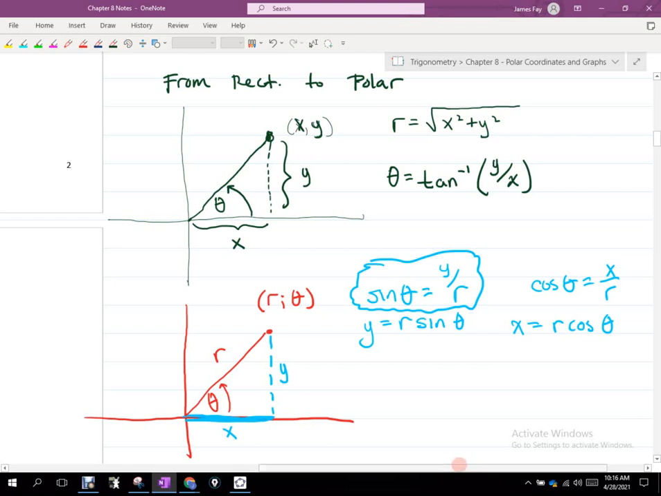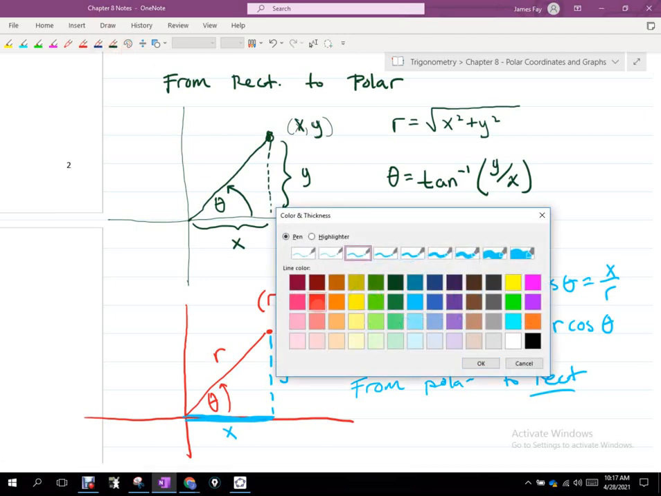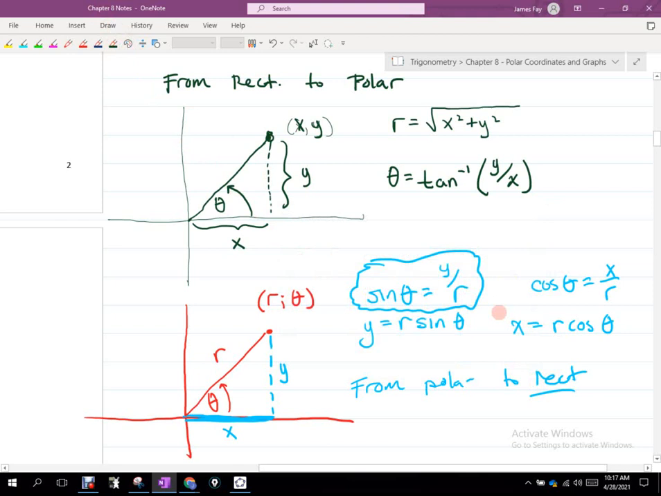Is that okay with everyone? Okay. So that's how you go from polar to rectangular. One thing I should mention, this is going back up to the rectangular to polar.